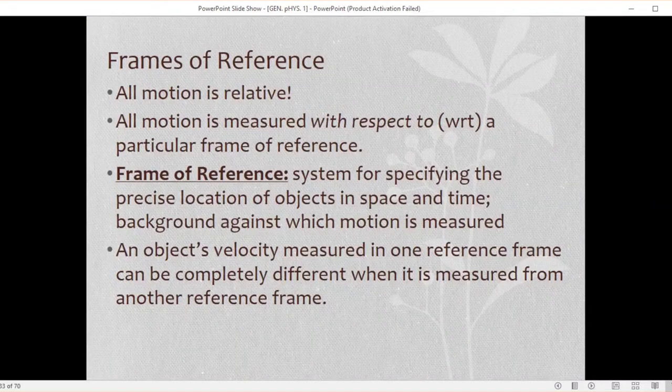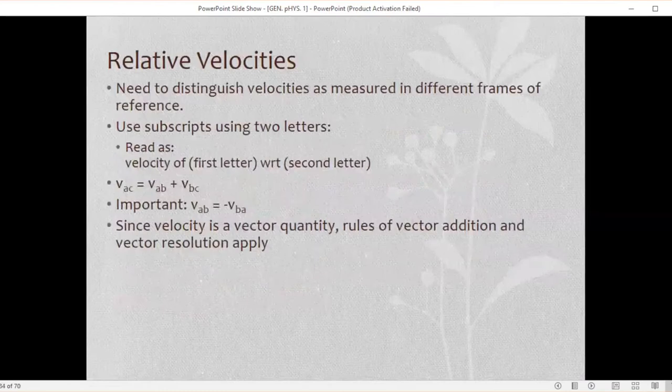So for example, you are walking along the path and together with you is a man riding a bicycle. In terms of getting the velocity with respect to the bike, the reference frame is you first. But if the biker is asked, what is his velocity with respect to you, then he becomes the frame of reference. So relative velocities need to distinguish velocities as measured in different frames of reference.